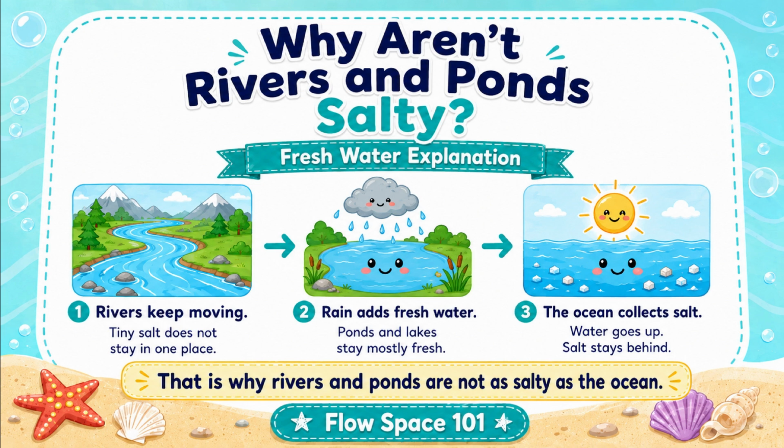But the ocean is different. The ocean collects salt from many rivers. Then the sun makes ocean water evaporate. Water goes up, but salt stays behind. So rivers and ponds have only a little salt. The ocean has much more salt. Let's say it simply. Rivers move. Rain adds fresh water. The ocean collects salt. That is why rivers and ponds are not as salty as the ocean.